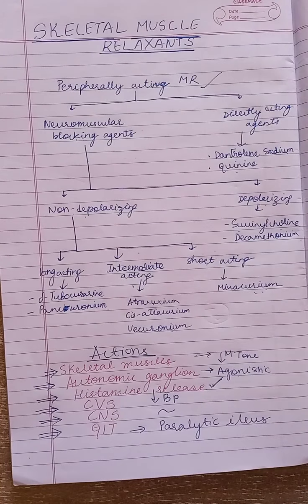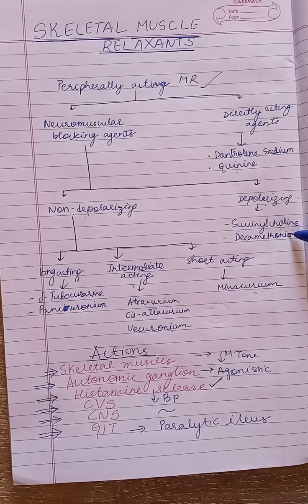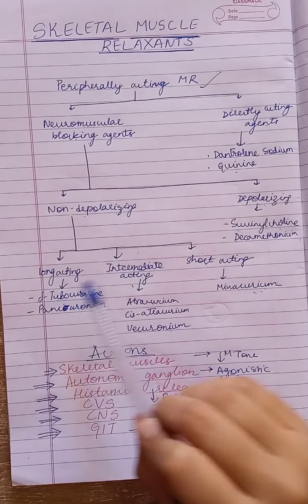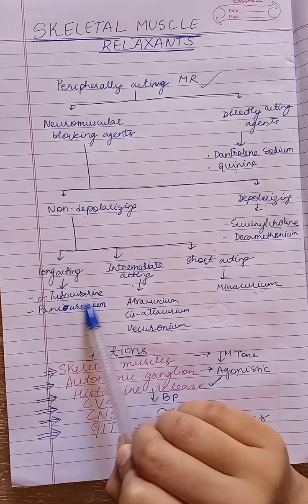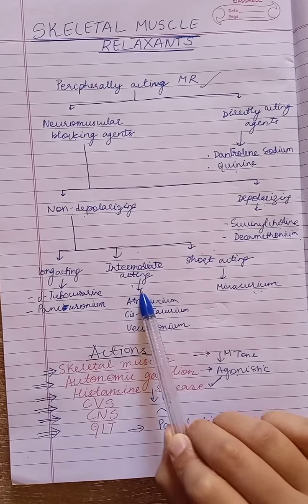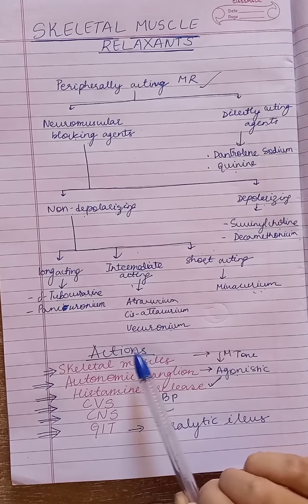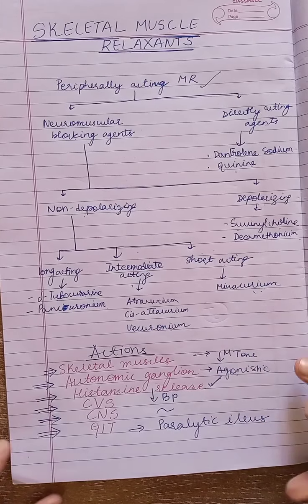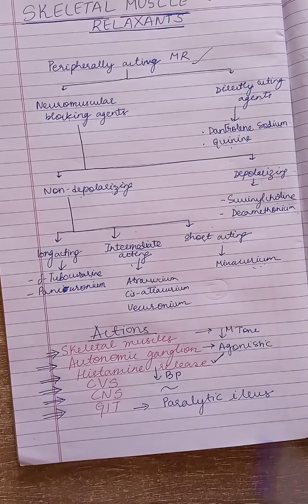non-depolarizing agents. Depolarizing agents are nothing but succinylcholine and decamethonium, whereas the non-depolarizing ones are again divided into long-acting, intermediate, and short-acting ones. Long-acting ones being D-tubocurarine and pancuronium, and intermediate ones being atracurium, cis-atracurium, vecuronium, pipecuronium, etc., and the short-acting ones being mivacurium.